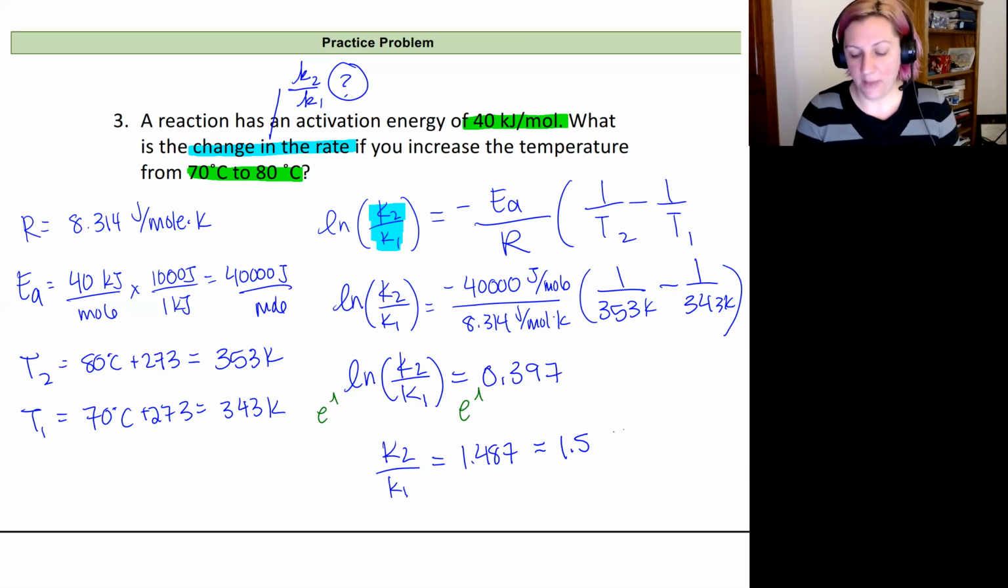And that means that my rate increases by 1.5 times, will be 1.5 times faster after I increase it 10 degrees. So I can write that out. So the rate at 80 degrees Celsius is 1.5 times faster.